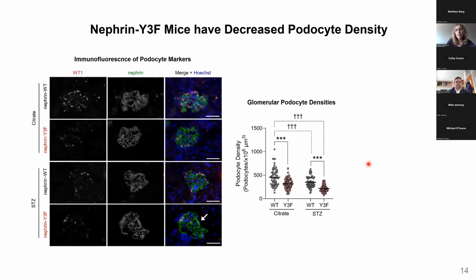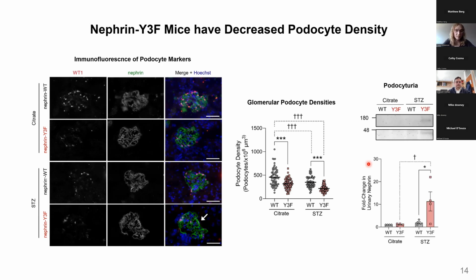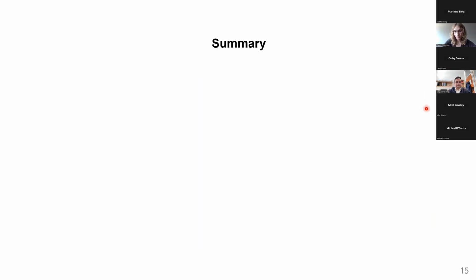And to determine if this is actually related to the loss of podocytes, rather than just the expansion of, say, the glomerulus, we actually do see detections of podocyte proteins in the urine, so podocyturia, in diabetic Y3F mice. And this is quantified right over here. And so it seems that that contractility and mechanical signaling to the focal adhesions is important for the podocytes to then resist the mechanical strain and prevent detachment.